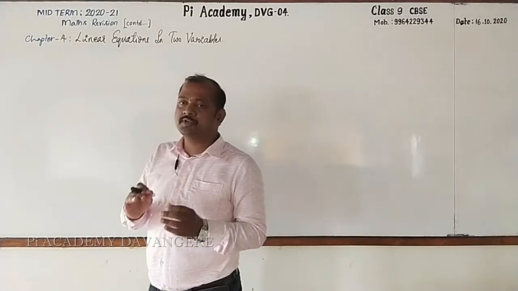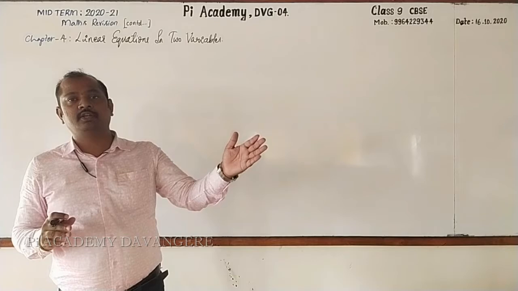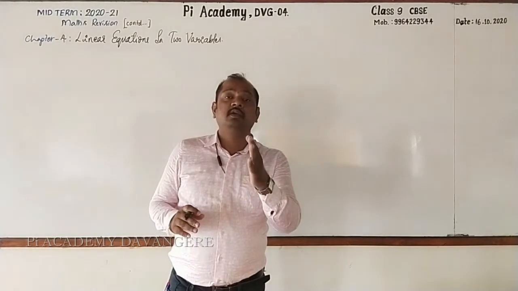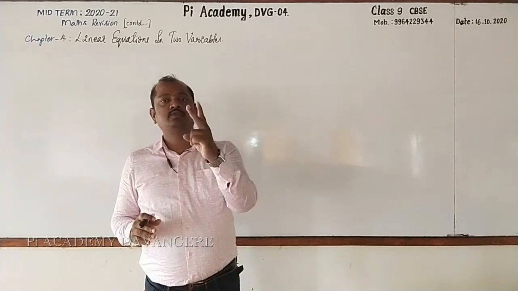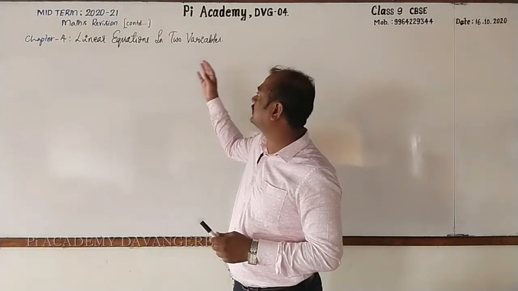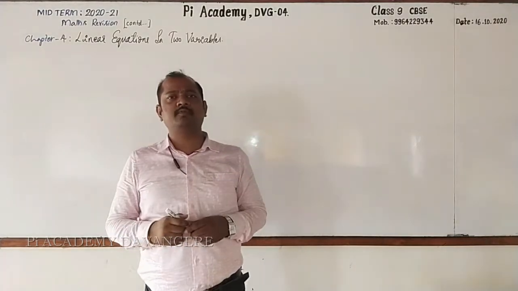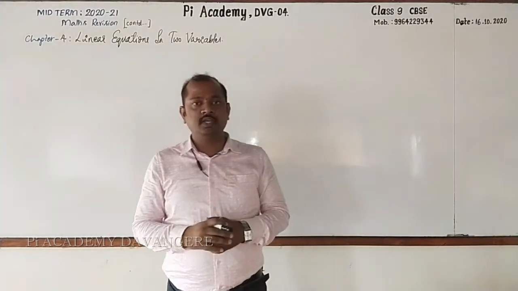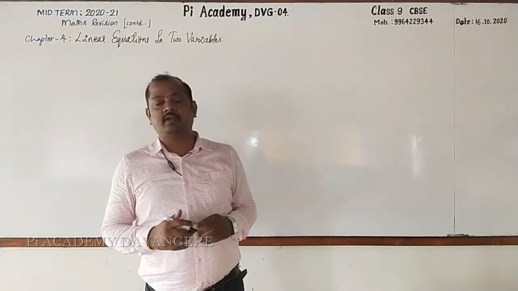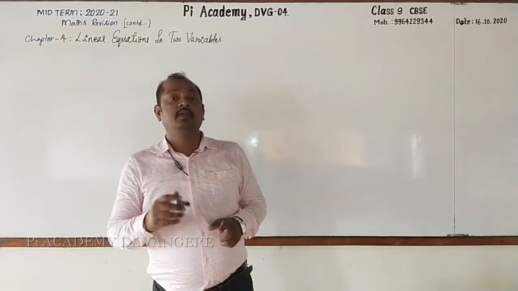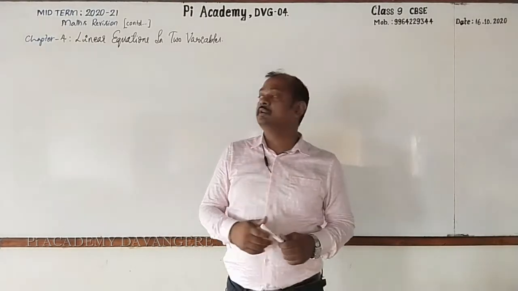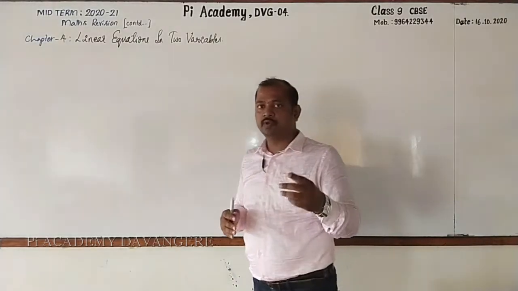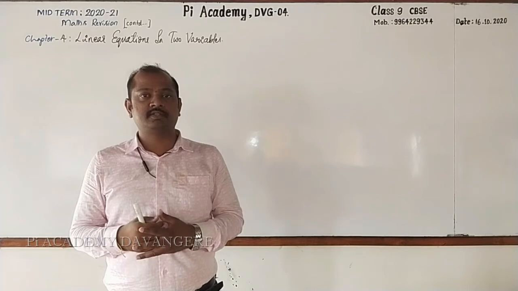In this chapter, first we come across the definition. What is the definition? Yes, an equation of degree 1 with two variables is called a linear equation in two variables. Then what is its general form? It is ax plus by plus c equal to 0, where a and b are not equal to 0. Then how many solutions does a linear equation in two variables have? Very good. It has infinitely many solutions.